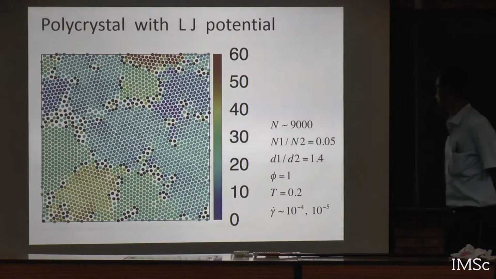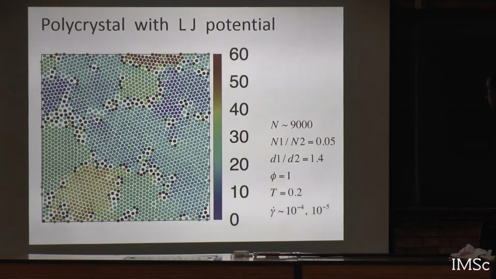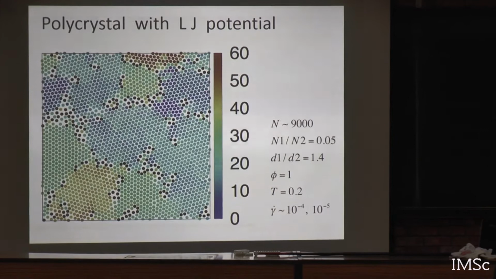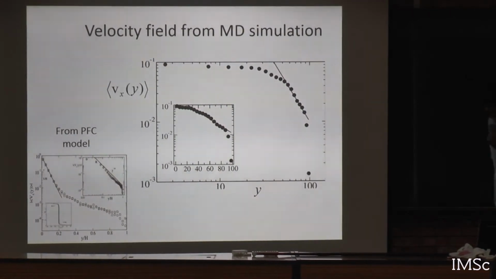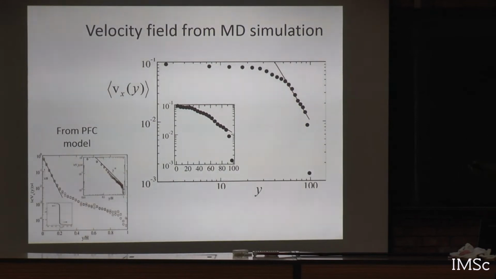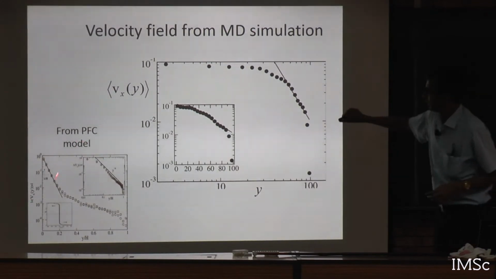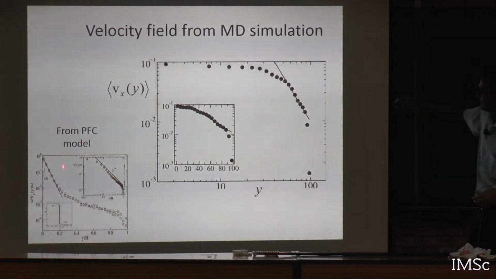Units are Lennard-Jones units. Yes. Okay. Now it shows a difference. So for example, in the PFC model, this was the velocity profile. I would not take that part seriously because that exponential part was imposed. So in the bulk of the PFC, this was the velocity profile.